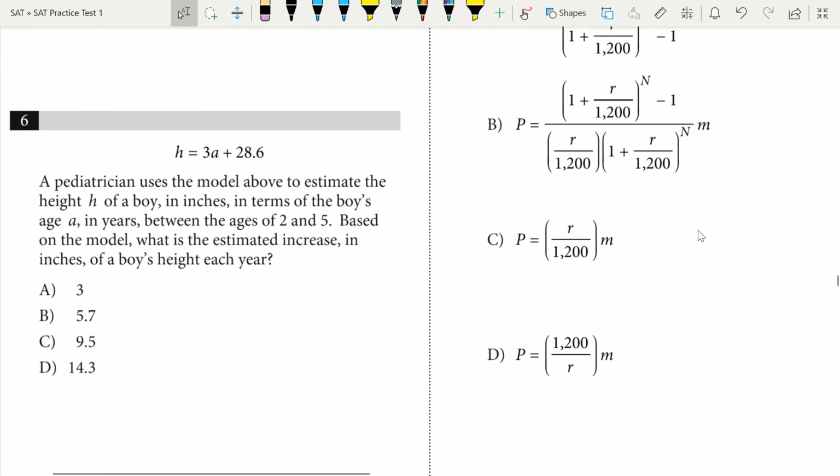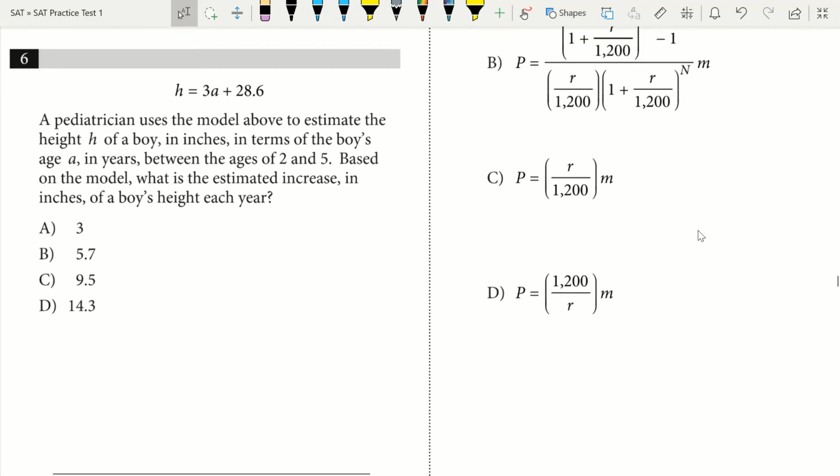Question 6. A pediatrician uses the model above to estimate the height of a boy in inches in terms of the boy's age A in years between the ages 2 and 5. Based on the model, what's the estimated increase in inches of the boy's height each year? Well, if his age goes up 1, that means he aged 1 year, and his height went up by 3 inches, so our answer is going to be A.